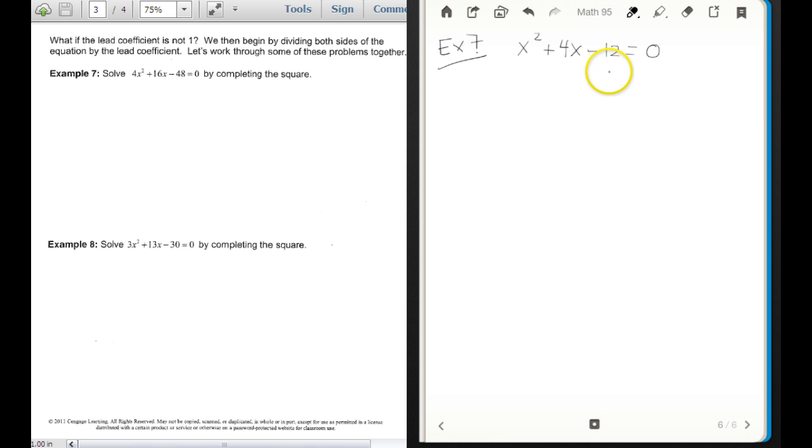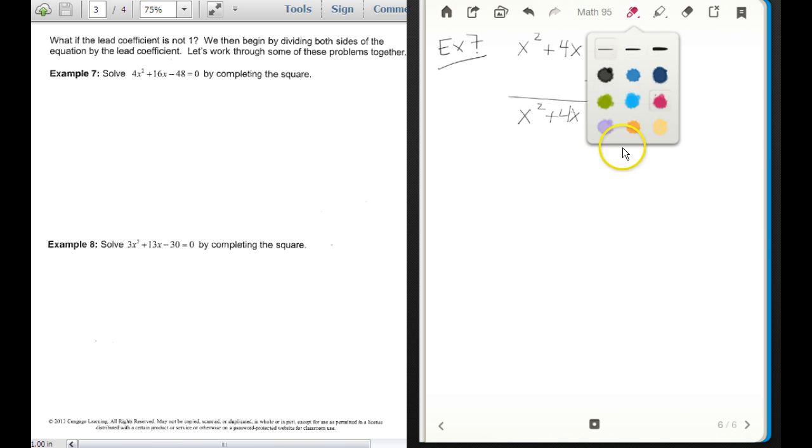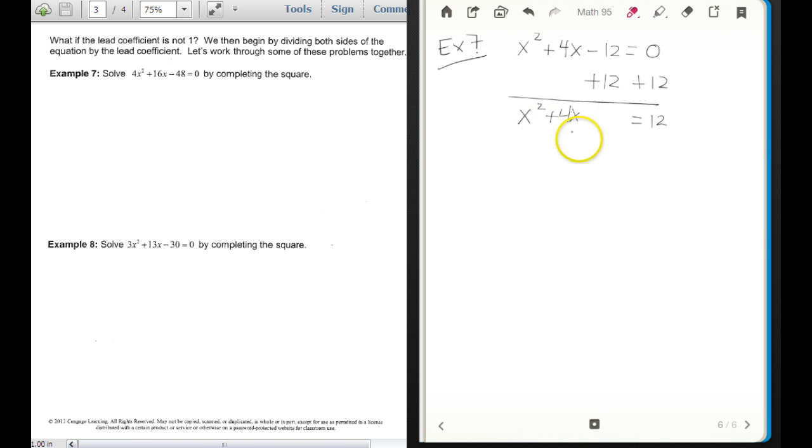Okay, and let's see. So how would we complete the square on this thing? We have to move the 12 over, right? So let's move the 12 to get the constant on the other side. Okay, x squared plus 4x equals 12. And let's see, now we are ready to figure out what number needs to live there to make this trinomial on the left side a perfect square binomial.